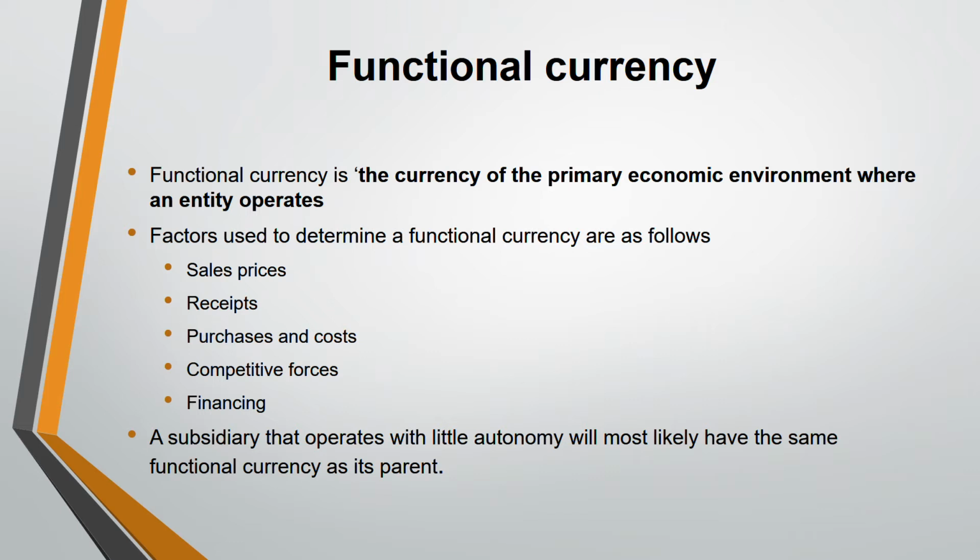What is the sales price, financing, receipts, purchase costs and so on? Mostly in the case study they will give you 60% of the sales prices in this currency, 40% in that currency. Sometimes they will give you 2-3 currencies to confuse you. So if you see that the majority of your sales, your receipts, your financing are in one particular currency, take that as your functional currency.